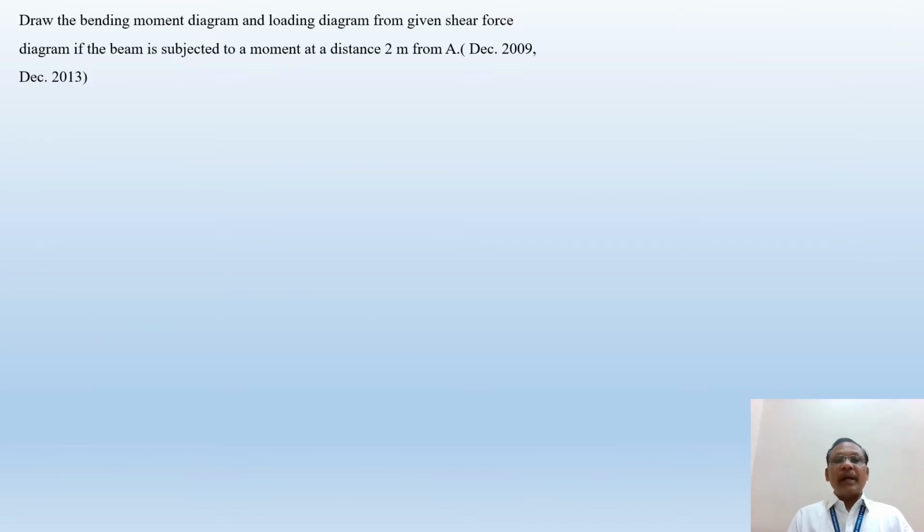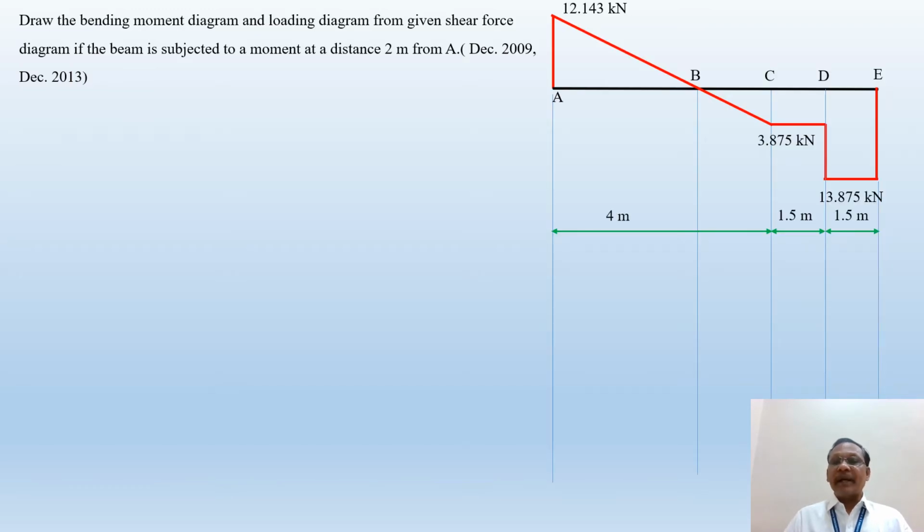Draw the bending moment diagram and the loading diagram from the given shear force diagram, if a beam is subjected to a moment at a distance of 2 meters from A. So this is the given shear force diagram. Here, D to E, there is a constant shear force acting of magnitude 13.875. Then between C to D, a constant shear force is acting of magnitude 3.875, and then the shear force gradually increases, maximum at A of 12.143 kN, and then it is 0.